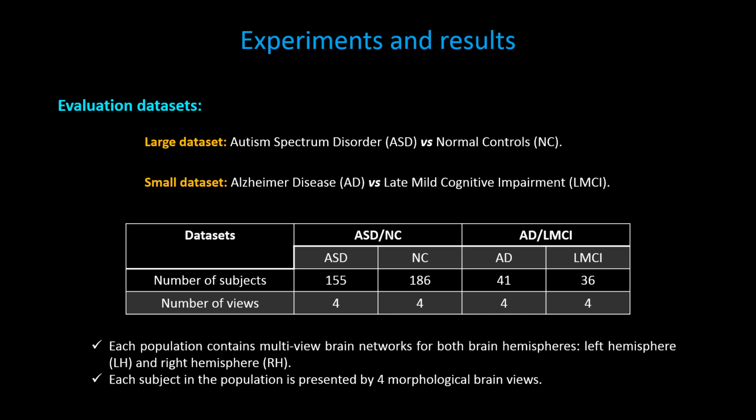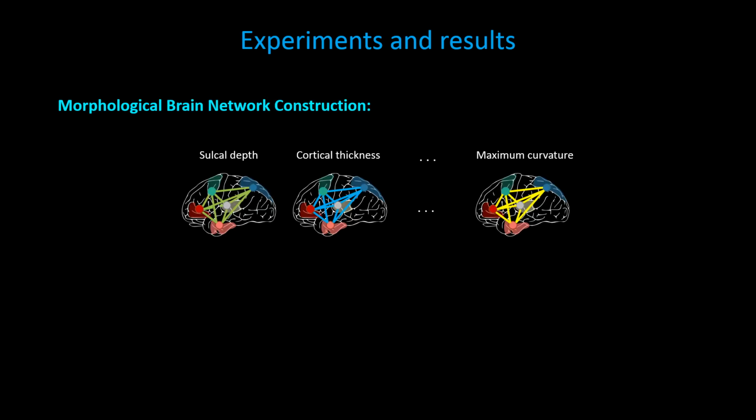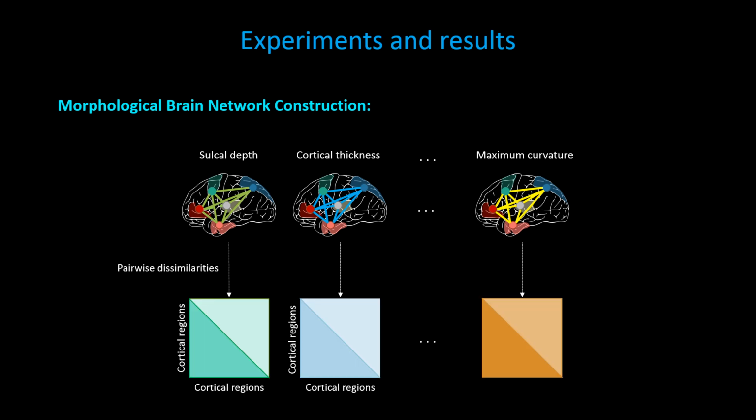Each dataset contains 4 morphological brain modalities presented by both brain hemispheres. We constructed each morphological view using a specific morphological attribute, such as sulcal depth, cortical thickness, or maximum curvature. For each cortical attribute, we derived a morphological brain network where the strength of connectivity between two brain regions of interest, referred to as pairwise, denotes their dissimilarity in morphology.